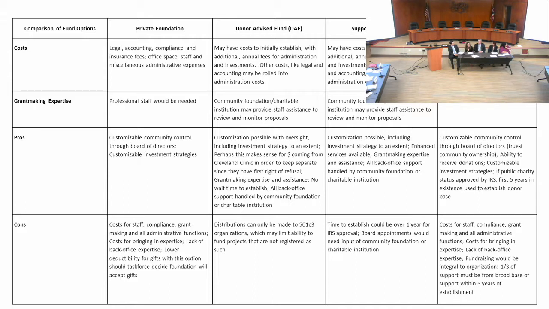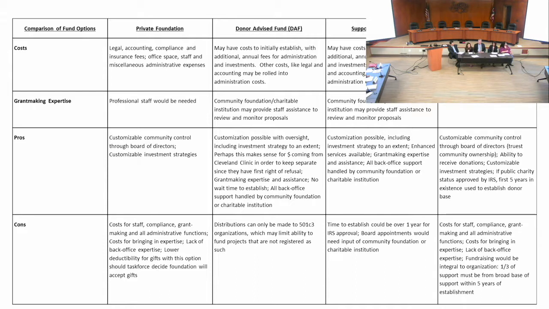So some of the cons with a donor advised fund are that distributions usually can only be made to a 501c3 organization, which may limit the ability to fund some of the projects that we might think could be important as we're considering the mission statement. Some grassroots organizations that aren't necessarily established as a 501c3 yet, if we went with this option, it wouldn't be able to make a grant to those types of organizations.